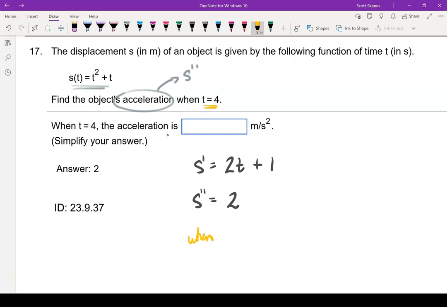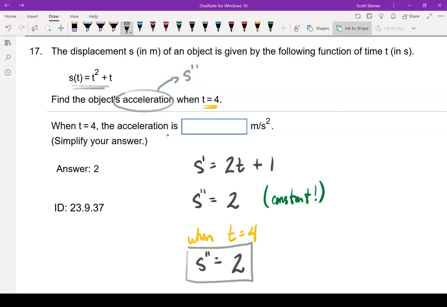So what it means is that it's a constant. If your derivative is constant, that means that no matter what time you have, in this case time 4, it doesn't really matter, it's going to be still 2, because there's nowhere to put that t. The acceleration is not going to be 4. It just means the acceleration at all times, no matter what the time is, is going to be 2 meters per second squared. So that's the entire test.